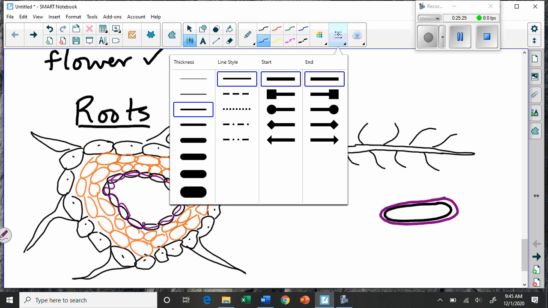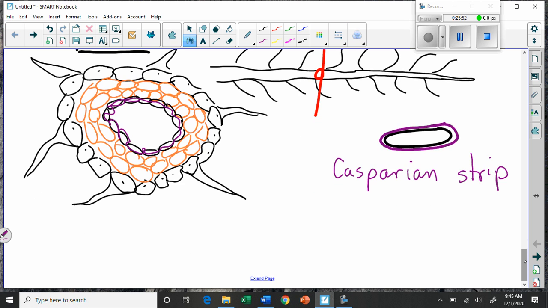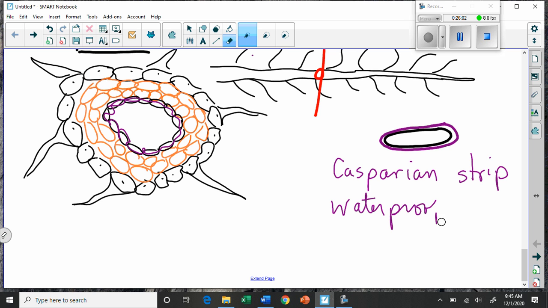And we'll write it down here. So it's called the Casparian strip, named after, I think, the person who developed it. And its purpose is to make sure that the area around the cells is sealed and waterproof. So it's a waterproofing strip, which is quite interesting because the whole point of the root is to let water in. But the waterproofing strip is necessary.